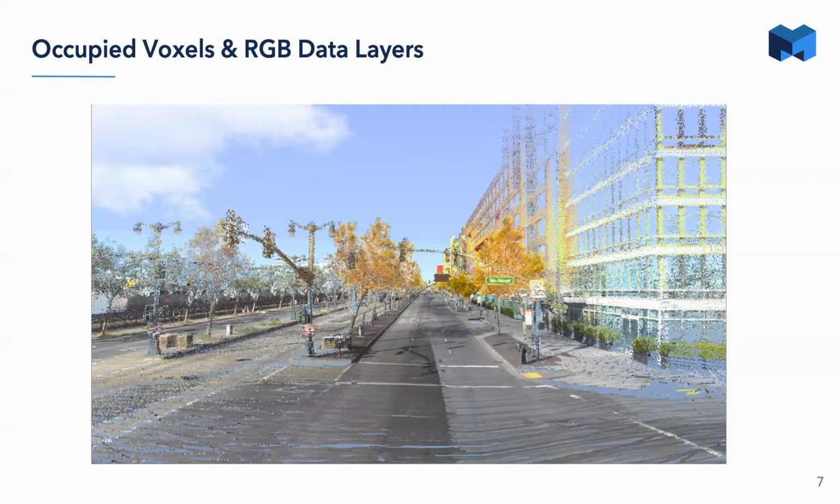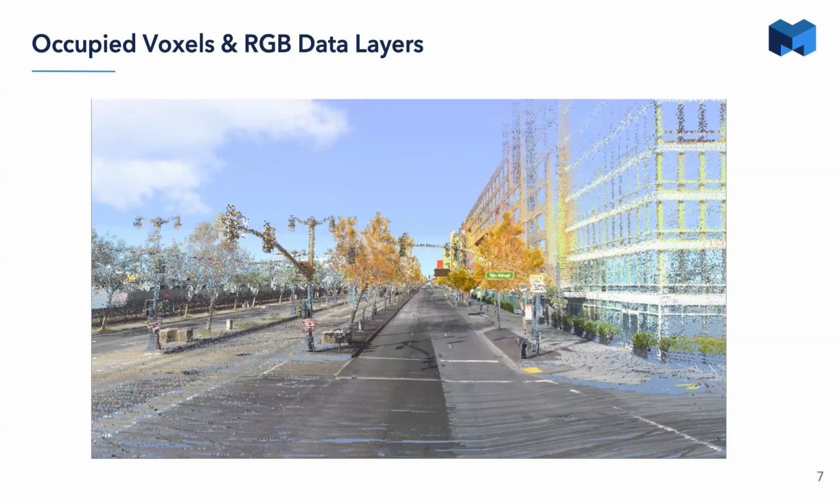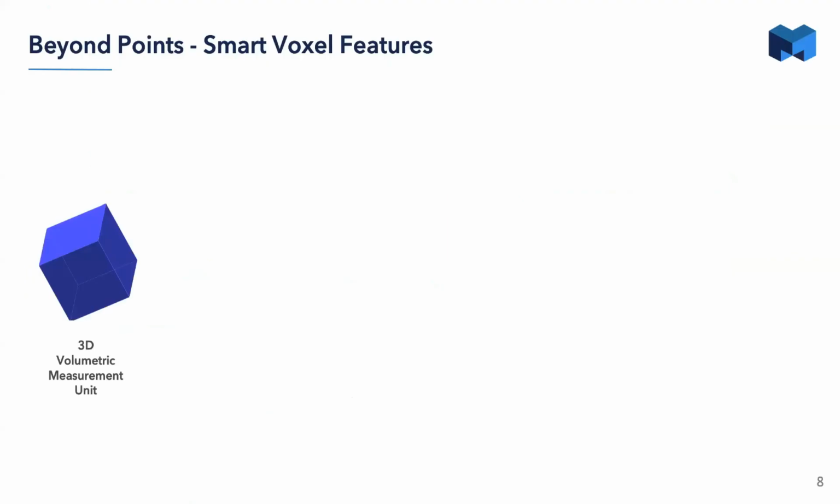In addition to that, the voxels have a number of other really nice properties as well. So really moving beyond just points into something that's a bit more interesting. Firstly, they're 3D volumetric measurement units, which means it's very easy to calculate measurements of all of the objects, any of the features that are there. Secondly, as I mentioned, we can put layers on the surface of them, which currently we mainly use RGB, but we can use hyperspectral imagery as well.